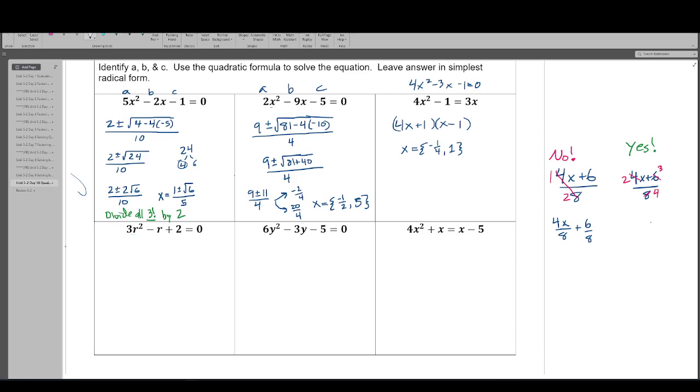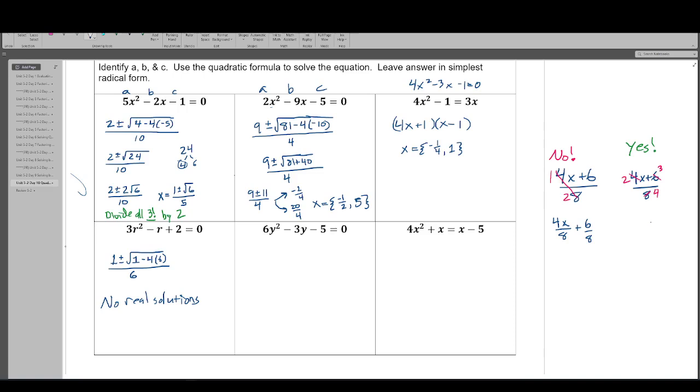So the opposite of b is positive 1 plus or minus the square root of b squared, which is 1, minus 4 times ac, that's 6, over 6. Now, looking at my radical, I have a negative 23, so this has no real solutions. I don't need to finish the work of simplifying since my answer is already known.